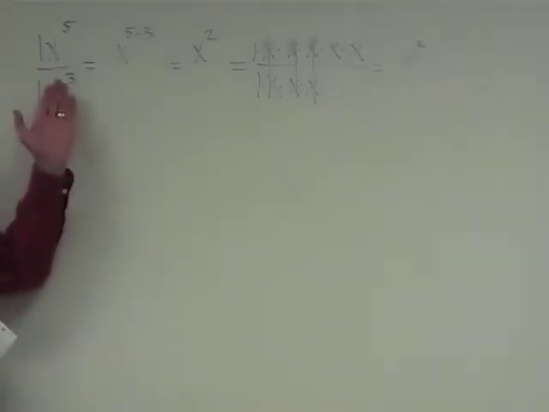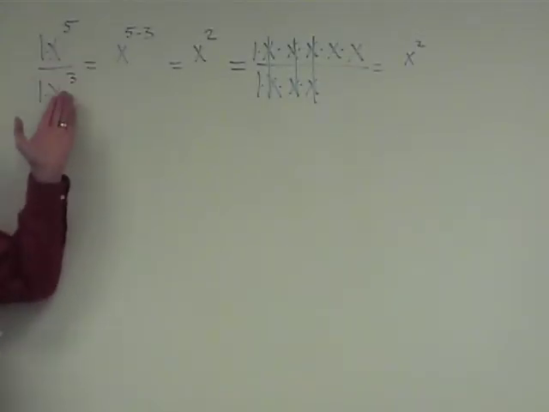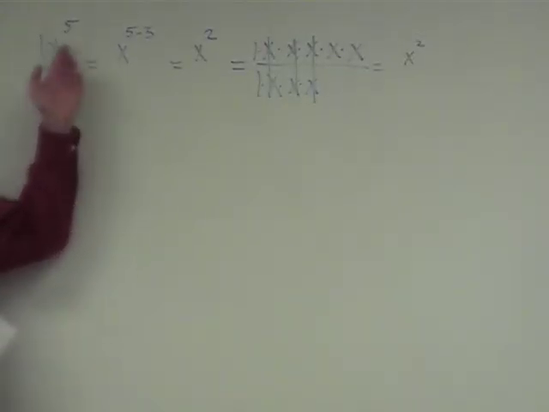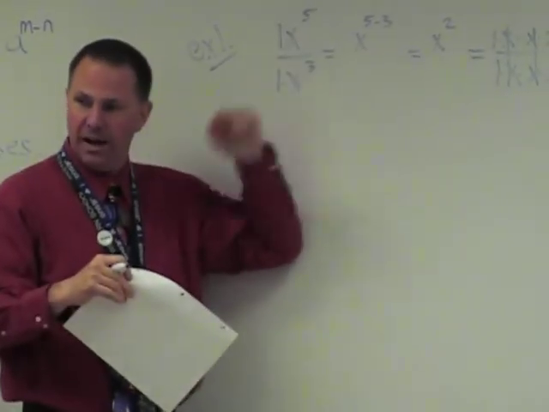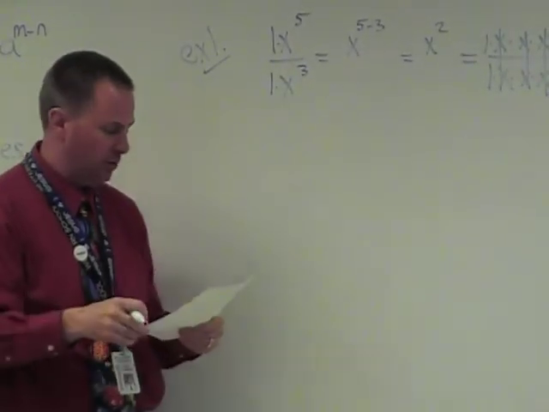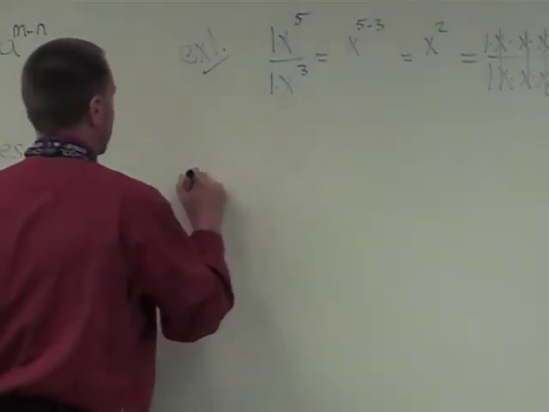The reason I'm saying that is, it's best to look at it like this: there's 3 on the bottom, there's 5 on the top. 3 of these will cancel with 3 on the top, leaving 2 on the top, as opposed to this example.